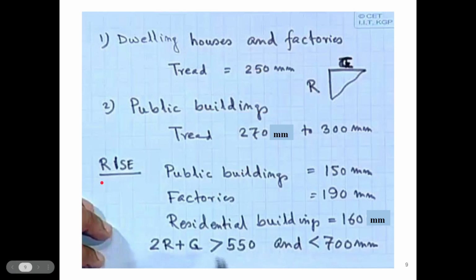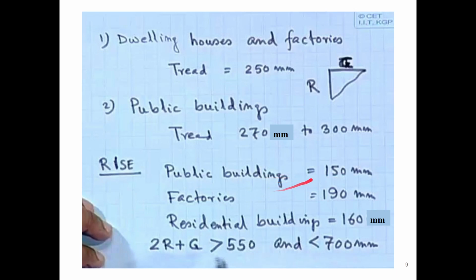In the case of rise, the values should be smaller than the tread. For houses and factories, for residential buildings it should be 160 millimeter, and in case of factories, it should be 190 millimeter. So it should be less than 250. And in the case of public buildings, it should be 150, further less.